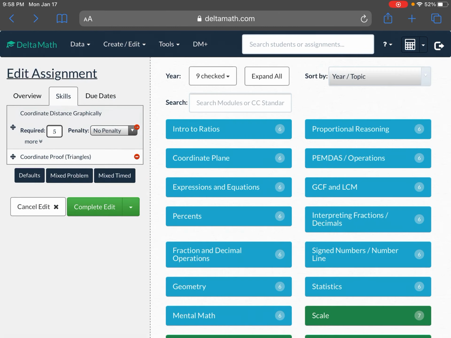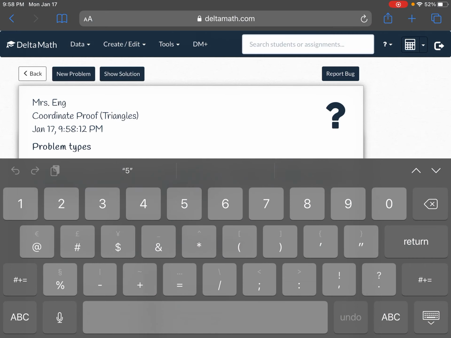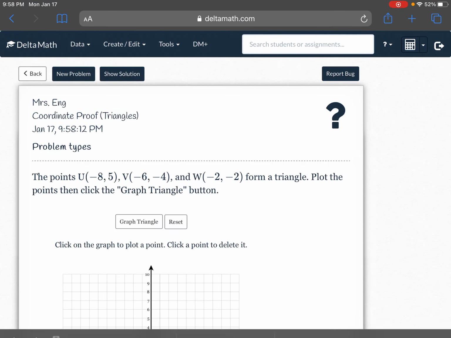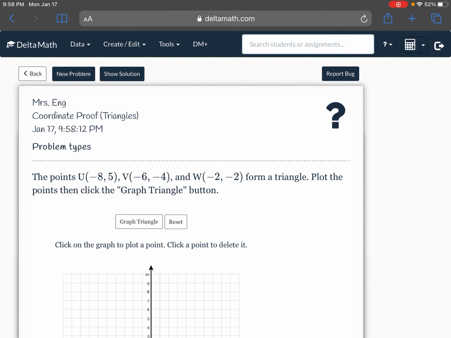Okay, and then there's one more skill. Now this one's going to take a little bit more time, but I'm going to walk you through. This is what we were doing on page 2 in class today. So it says coordinate proofs triangles. So the points U, V, and W form a triangle. Plot the points and then click graph triangle button.